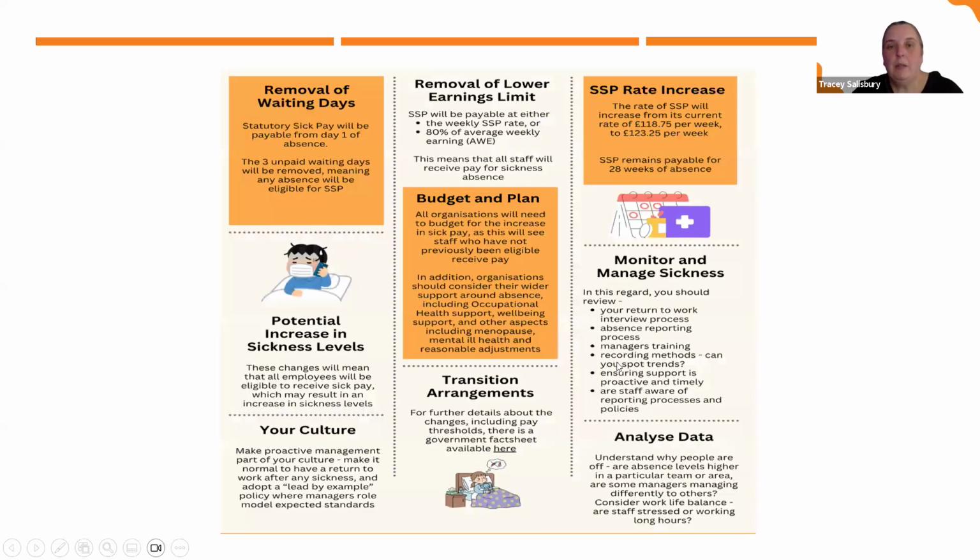And then there's a graphic there which we sent around last week. So some of you will have already had this. If you haven't and you want it, just let us know. But it just reminds you of the changes that are going on at the moment and how you can manage them. So the changes to the SSP and the lower earnings limit, the fact there is a potential increase in sickness levels. Think about your own culture.